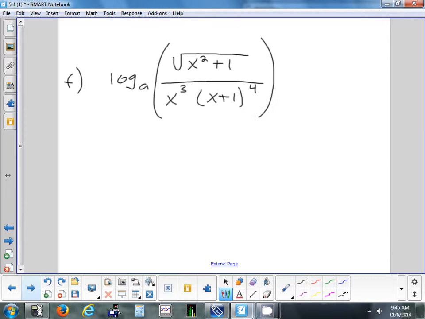Let's do one with a square root. Okay, so this is the hardest one you could have. It's kind of got a little bit of everything in it, but you just do it one step at a time. First thing I look at is I see a fraction. So first, let me just take care of that. So I'm going to split it as log base a of the top minus log base a of the bottom. Forget what's actually in the top and the bottom. Just think of it as log of the top minus log of the bottom.